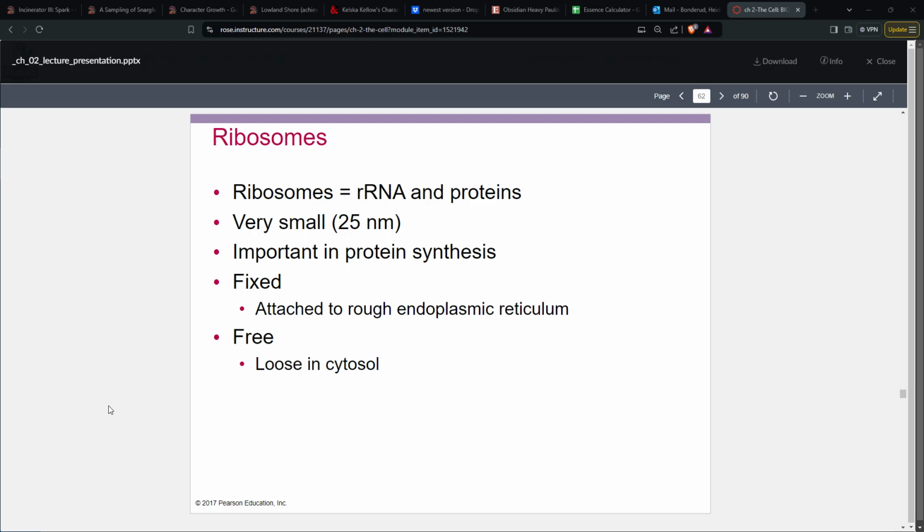Super important, super useful. If a cell does not have ribosomes, it cannot make proteins. So, not all cells have ribosomes. Case in point are adipose tissue, so fat cells. They do not contain ribosomes. They really don't contain mitochondria either, because they don't need a lot of energy. But that's a different conversation.